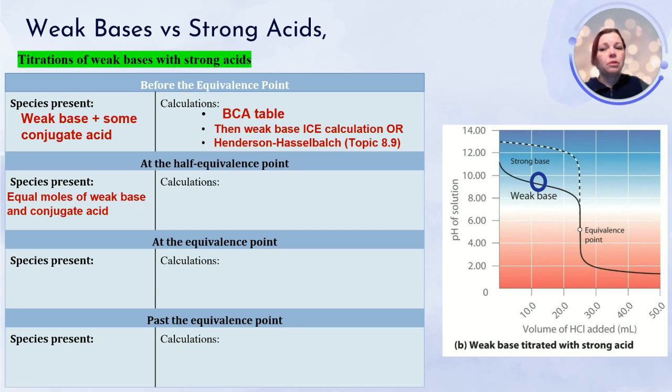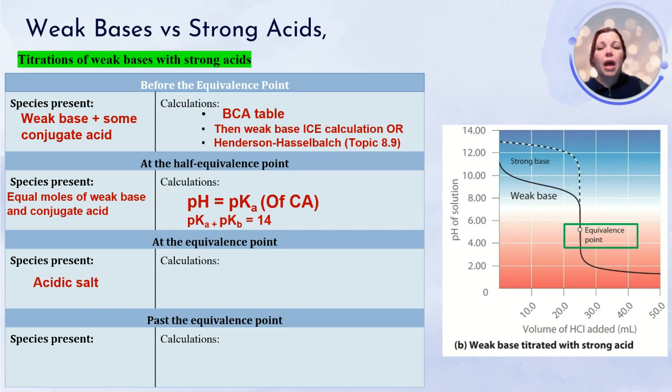At your half equivalence point, you have equal moles of weak base and conjugate acid. So your pH is going to equal your pKa again, but it's important to note that the pKa is the pKa of the conjugate acid, right? Because we're starting with weak base. So then if you needed the pKb of your weak base, you can use the relationship of pKa plus pKb is equal to 14 for a conjugate acid-base pair.